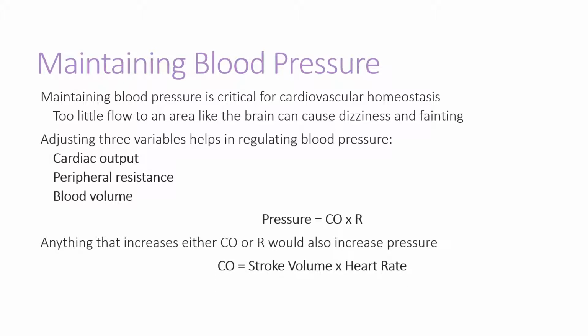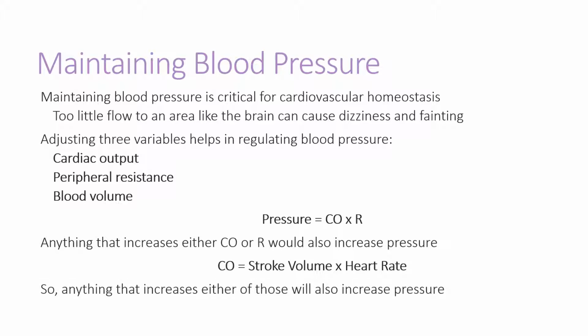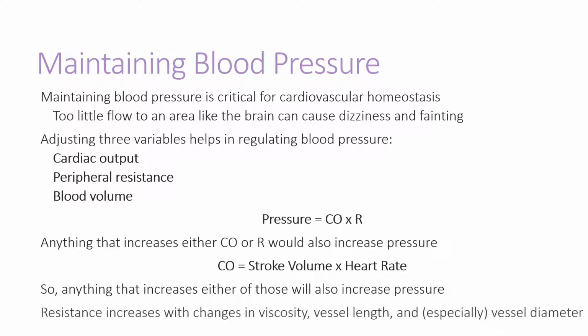Previously, we saw that cardiac output is the product of stroke volume and heart rate. That means that anything that increases either stroke volume or heart rate would also increase cardiac output, which would also increase pressure. We've also seen that resistance is caused by things like viscosity, vessel length, and especially vessel diameter. An increase in viscosity or an increase in length would increase resistance and cause an increase in pressure. A decrease in vessel diameter would also increase resistance and increase pressure.